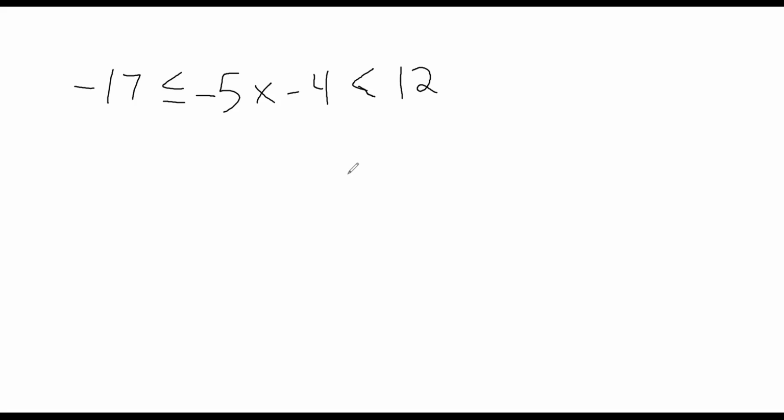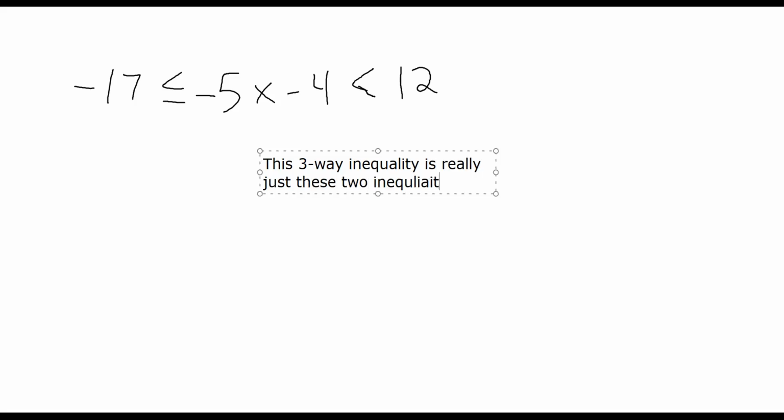Here you don't. You're saying, well, I've got to get x by itself, so I'm going to add 4 to it, right? And it turns out I can add it to all 3 parts. I can solve this like it was one mega inequality. But here's really why, and I'll show you. This 3-way inequality is really just these 2 inequalities sandwiched together. And I'll show you what those 2 are.